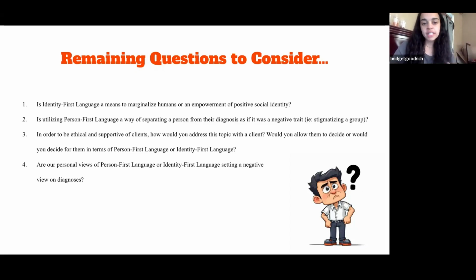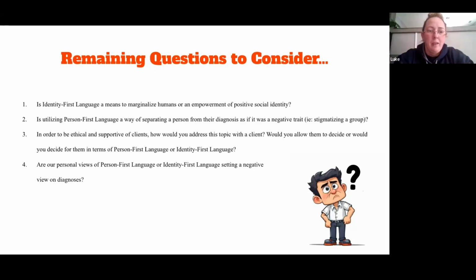The group came to a consensus that it's a common conception amongst the professionals and stakeholders working with these individuals that may have a diagnosis, that it could be marginalizing to them to use IFL, but the research actually shows that these individuals see it almost as a way of empowerment, and they don't want to be separated from their diagnosis. They view it as a part of them and they embrace it. So they actually prefer to use IFL.